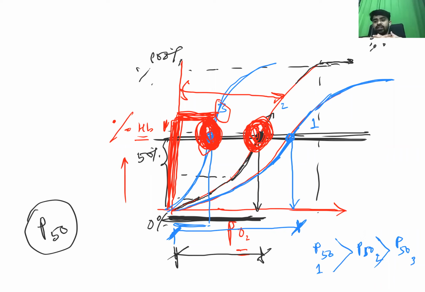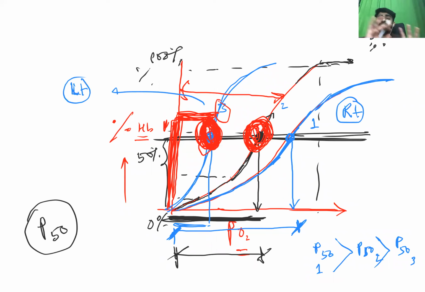Now, what are the conditions for number 1? How will you get the number 1 condition? How will you get the number 2 condition? First you have to know the number 1 condition is called right shifting of the curve. The number 3 condition is called left shifting of the curve.